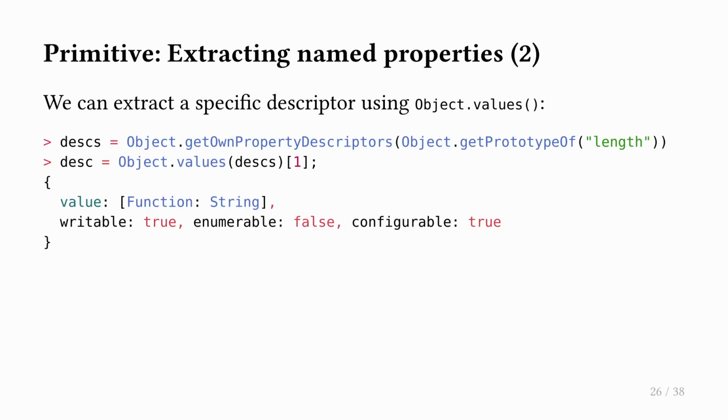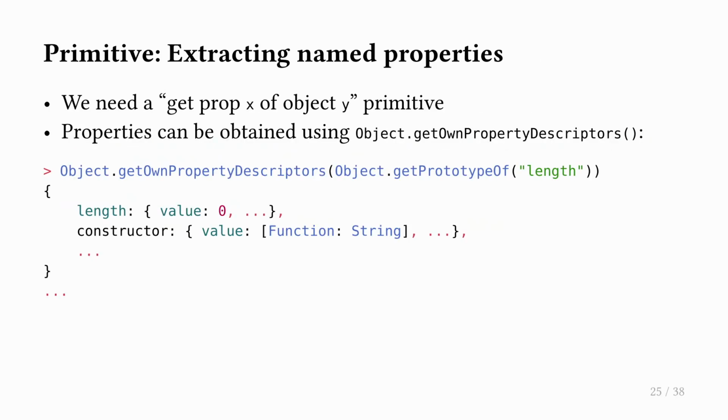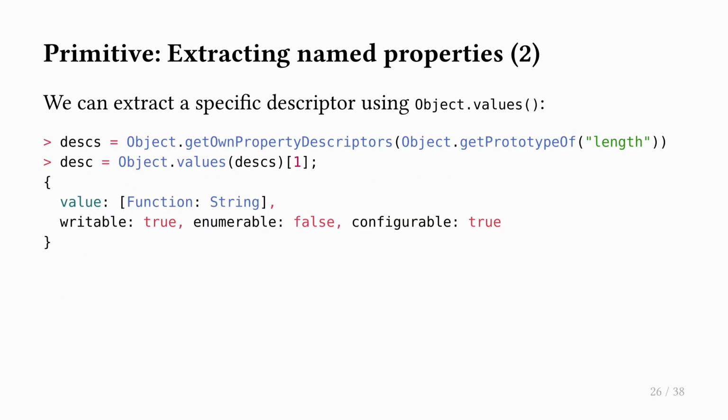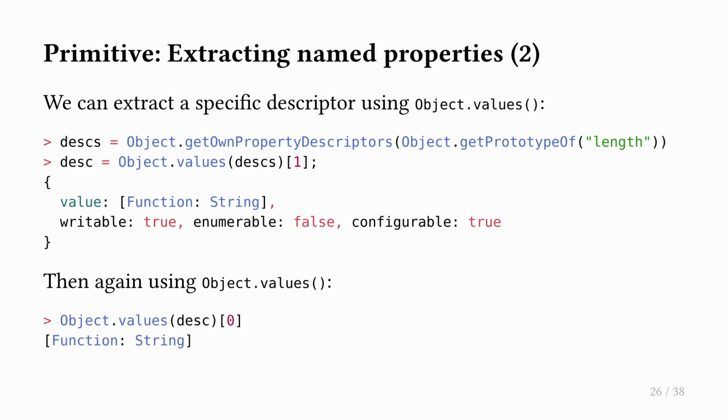So here, for example, we grab the right descriptor, which we know is the second one. So here you see constructor is the second one in the list. And then this is the constructor descriptor, and then we want, of course, only the value. So what we can do is again call object.values on this descriptor, and then take the first element, because we know that value is at the first spot.